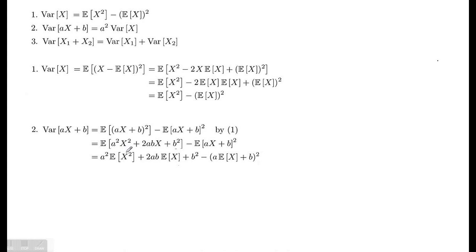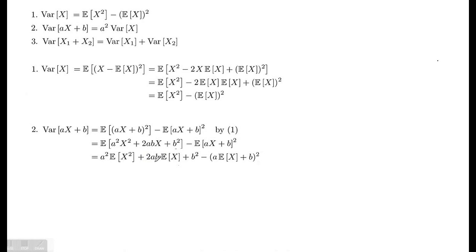we take the expected value of the first term, the expected value of a squared times x squared, which simplifies to a squared times the expected value of x squared, because a squared is a constant, and the expected value of a constant is still a constant. And we do the same thing with the last two terms.